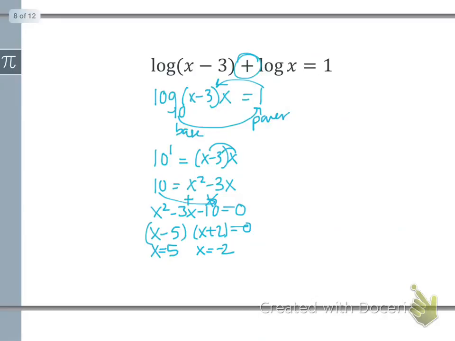So I plug it in for both x's and see if it equals 1. I plugged 5 in, so I do log of (5 minus 3) in my parentheses plus log of 5, press enter, it equals 1. When I type negative 2 in to both of my x's, that has an error. So my only answer for this one is x is equal to 5.